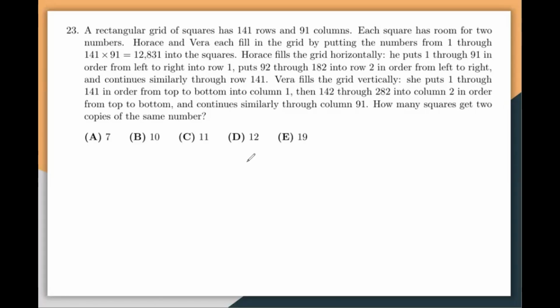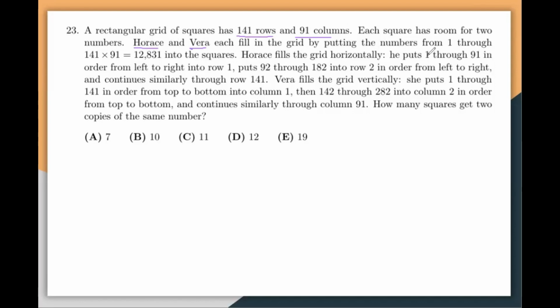Okay, so here's number 23. I think this was number 19 on the 12B as well. A rectangular grid of squares has 141 rows and 91 columns. Each square has room for two numbers, and there are two people, I'm going to call them H and V.